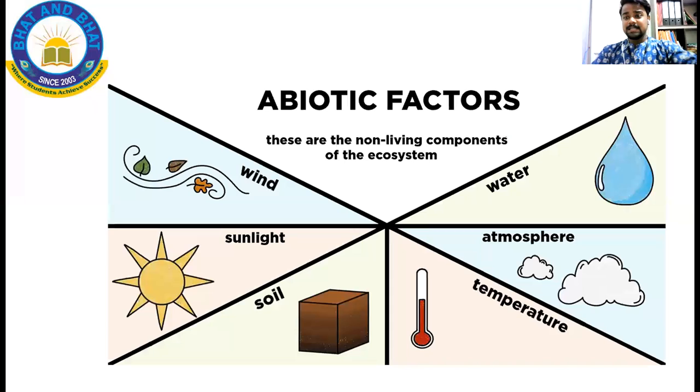Very good. Put it in a single message, everyone. I want all the 6 to be in a single message. Very good. Water, atmosphere, temperature, soil, sunlight, and wind.